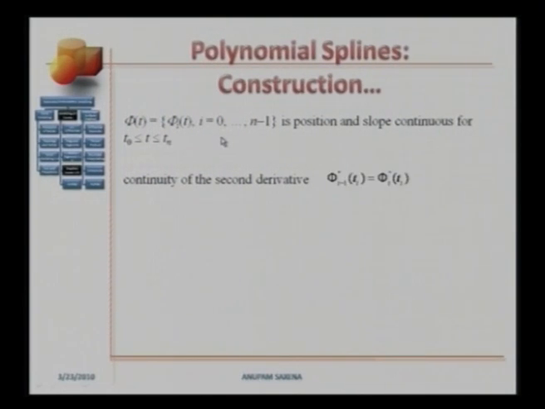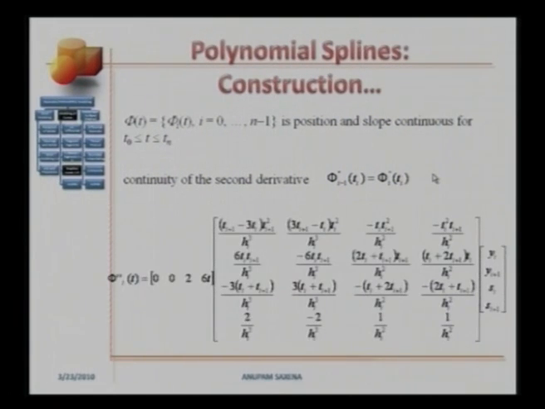This would mean that phi i minus 1, which is the i minus 1th segment, the second derivative of that at the knot value ti should be equal to phi i, the ith polynomial segment, the second derivative of that at ti. From that previous complex relation, it should be possible for us to compute what the second derivative is.